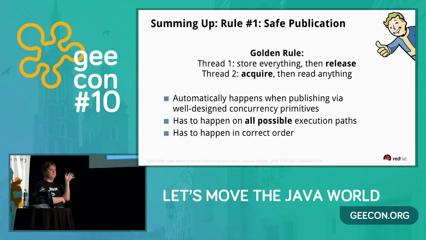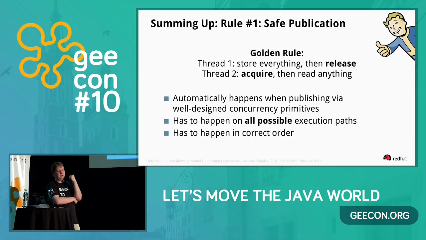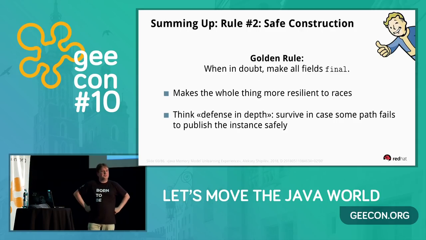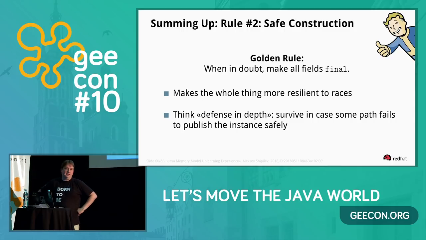And it automatically happens with well-designed concurrency primitives. Say, if you have a concurrent queue, and you push something to the queue, and you pull something from the queue in the other thread, all this automatically works because push is the release, pull is the acquire. It has to happen on all possible execution paths in all the correct orders. Rule number two, safe construction. When in doubt, make all fields final. That allows you to survive races, and it is also a defense in depth strategy.